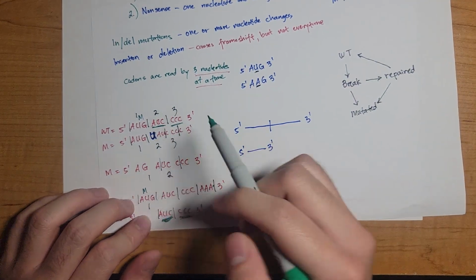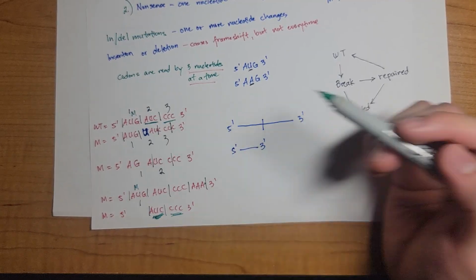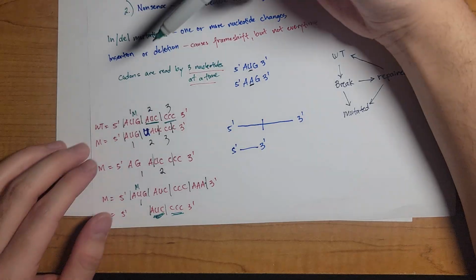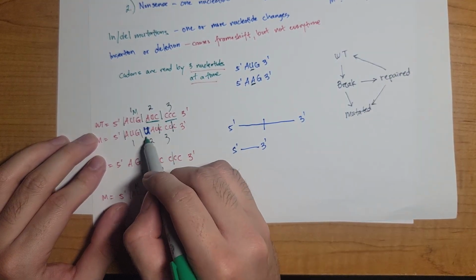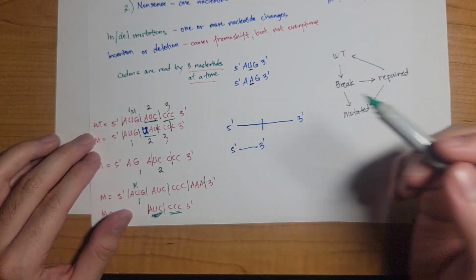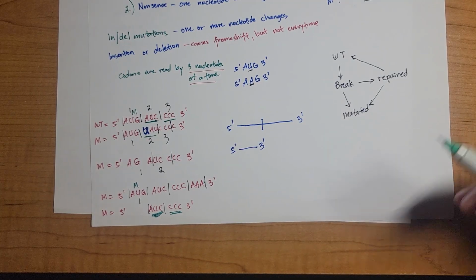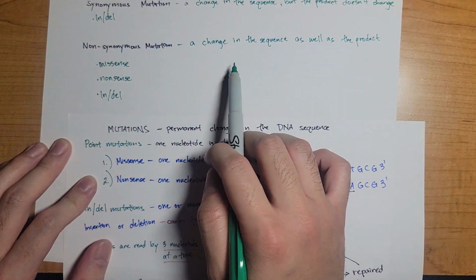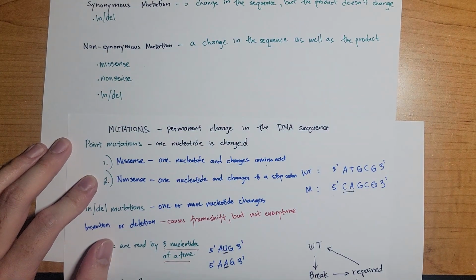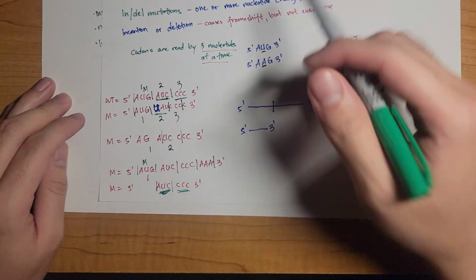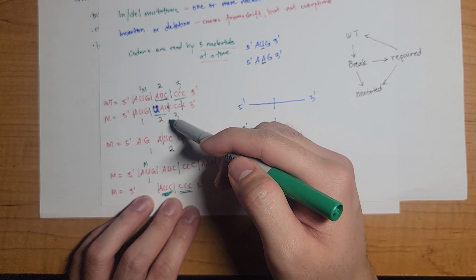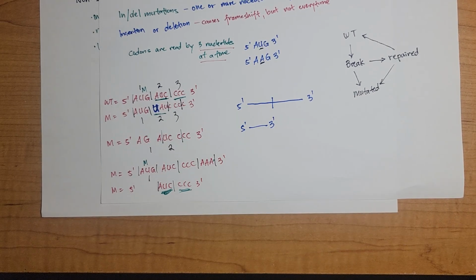Alright, so UAU and AUC. I don't memorize the codons, so correct me if I'm wrong, but just imagine that this codon over here and this codon over here are coding for different amino acids. So that means the product is different, right? That's basically what non-synonymous mutation means. A change in the sequence as well as the product, or the amino acid. So there's a change in the sequence here, and it also changed the product. So that's one case of how indel mutations can be non-synonymous.